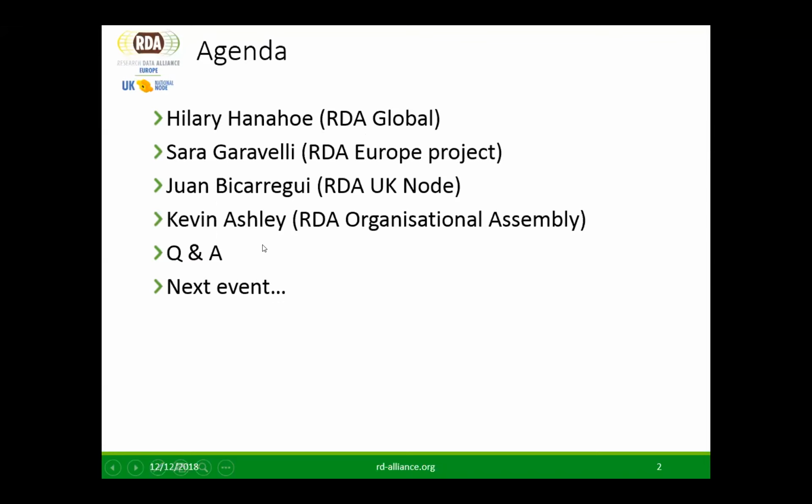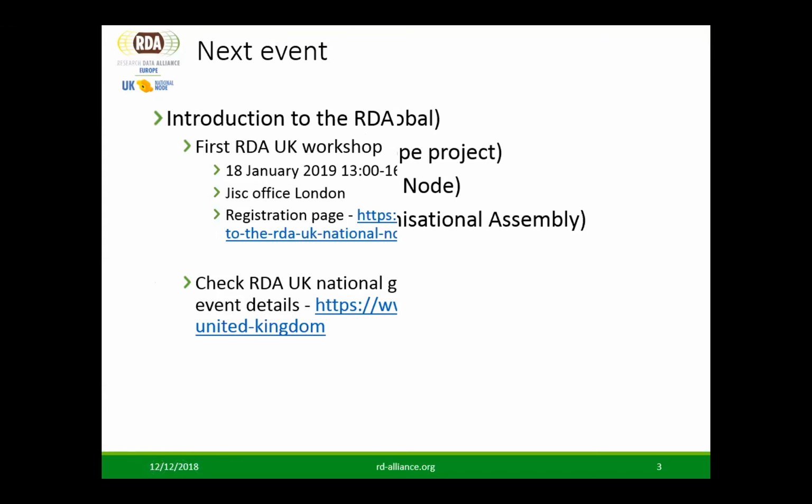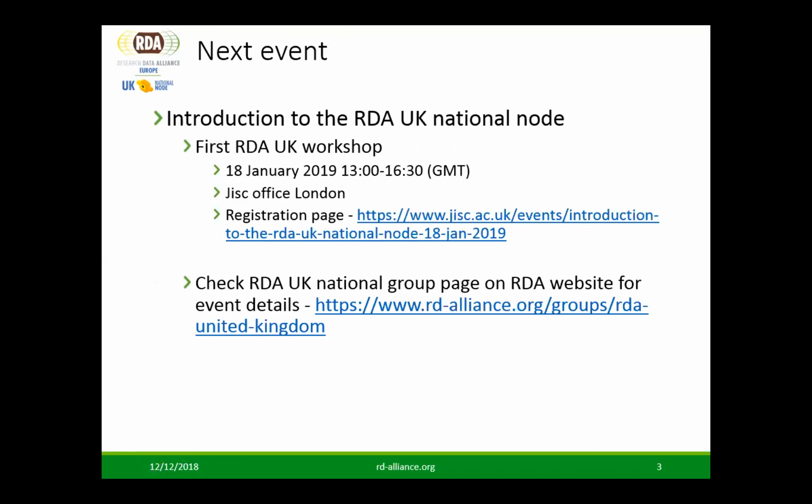But just to finally say, thank you to Hilary, Sarah, Juan and Kevin. This moves nicely on to the next activity, the events that we're planning under the RDA UK node. We'll be running a workshop on the 18th of January. I've promoted it a bit quietly already, so you might have seen the registration page. It's going to be a half-day workshop. The plan is, over 2019 and into the beginning of 2020, to run three workshops in total. So there'll be another one later in the year, but this is the first one.